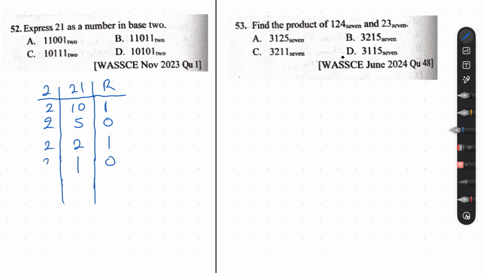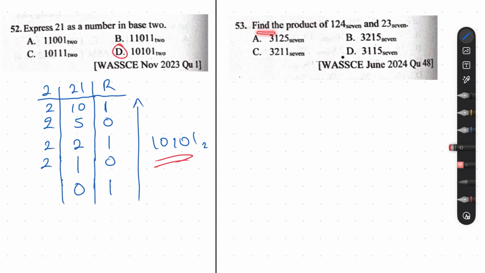Finally, we have 2 into 1, 0 times remainder 1. So that is our answer: 10101 base 2. What is that? 10101 base 2, which is D. Okay? Cool. Let's move on to our final question under this topic, which is question number 53.